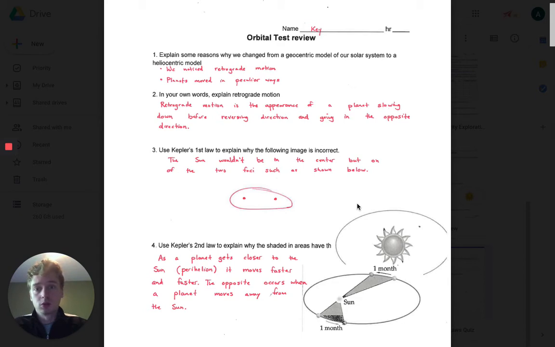Number two, in your own words, explain retrograde motion. Retrograde motion is the appearance of a planet slowing down and then reversing direction and going in the opposite direction. In other words, retrograde motion is when we, as a planet on the inside, are being passed by a planet on the outside of us, or we are passing a planet on the outside of us, and that planet on the outside looks like it's slowing down, but in reality it's not actually slowing down, it's that we are passing them on the inside.